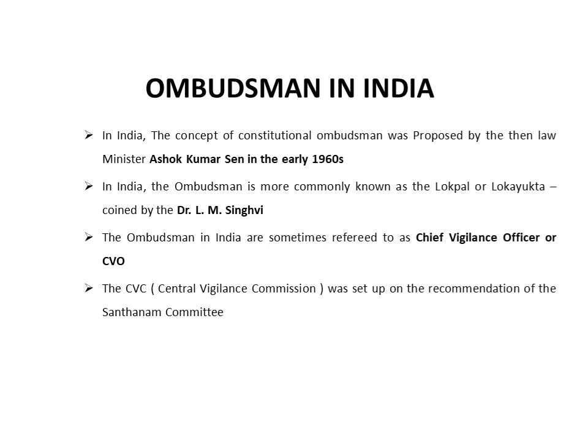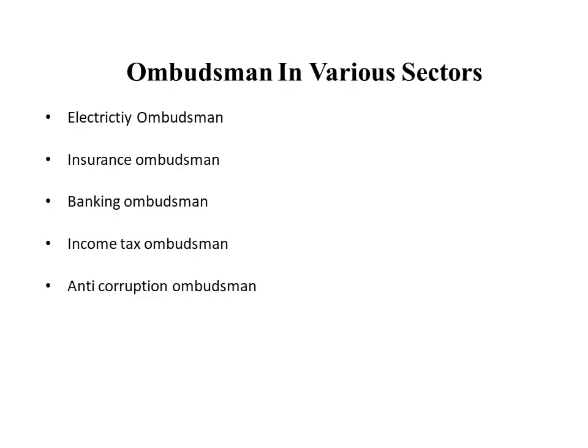Ombudsmen in India are also referred to as Chief Vigilance Officer or CVO. The Central Vigilance Commission was set up on the recommendation of the Santhanam Committee. Now let's understand ombudsman in various sectors. For example, electricity ombudsman, insurance ombudsman, banking ombudsman, income tax ombudsman, and anti-corruption ombudsman.